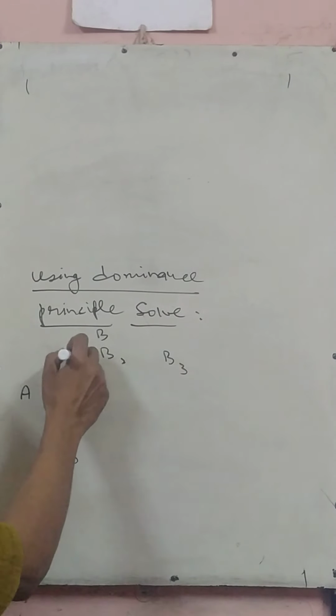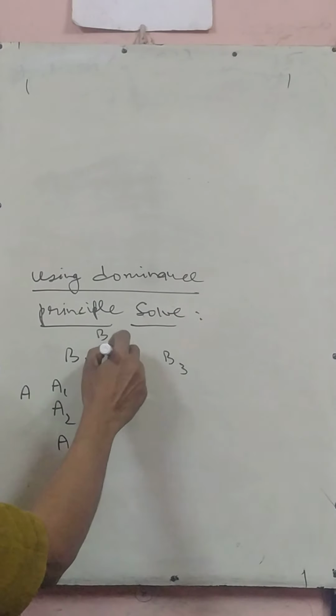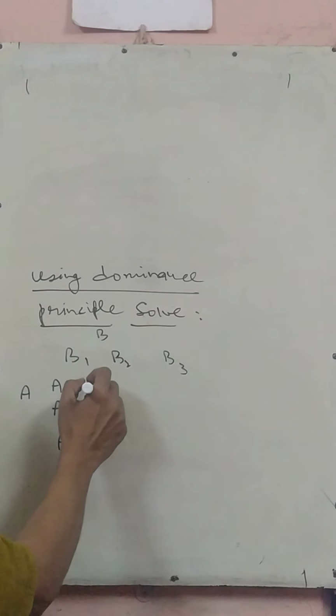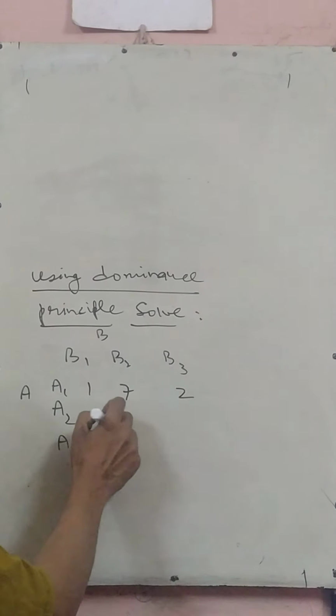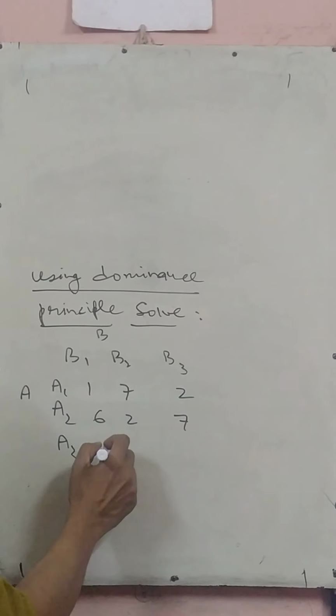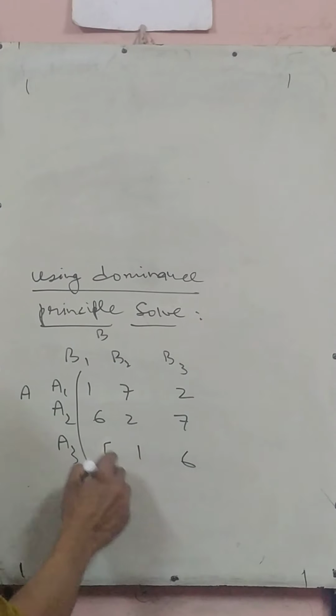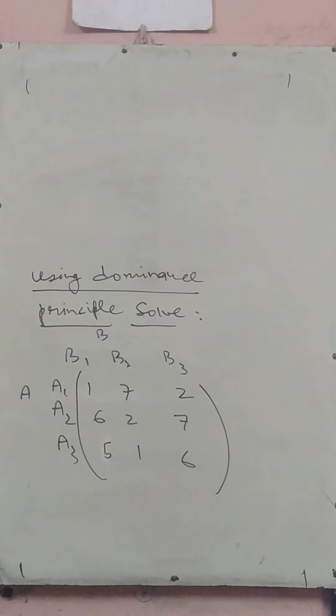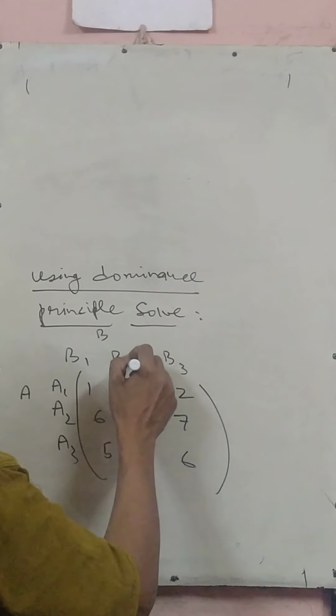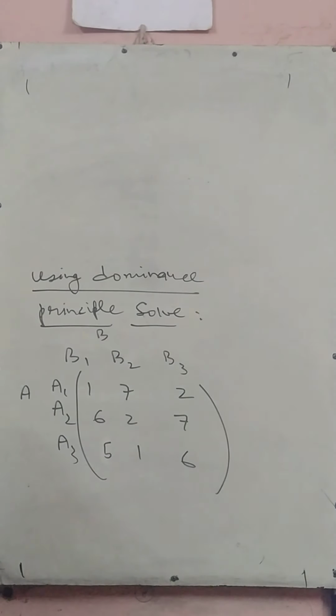So what we are finding is a 3 rows, 3 columns matrix, and the values are 1, 7, 2, 6, 2, 7 and 5, 1, 6. Now I suggest that when the method is mentioned, don't try to judge whether it is a pure game or a mixed game, because it is clearly mentioned that you apply the dominance principle. So we will directly start with the idea of dominance.